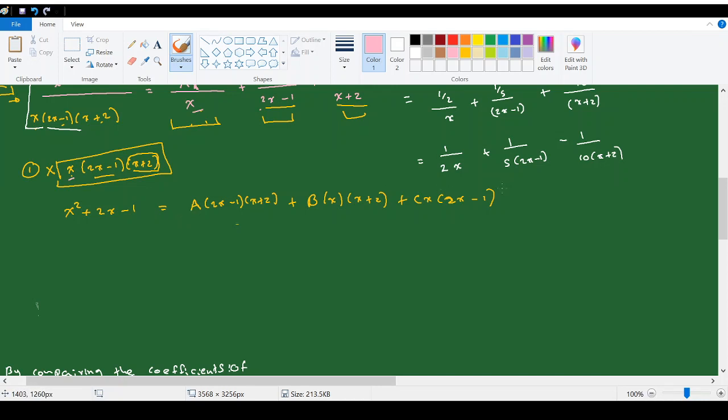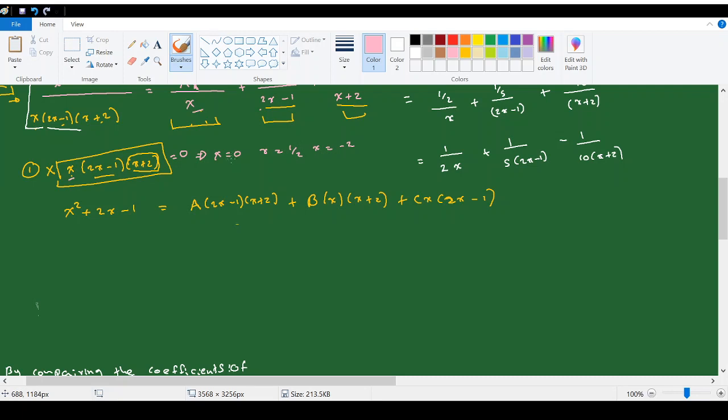Okay, and the second method will be, for this multiplication we substitute certain values for x, right? Now what I mean by certain values is we substitute the roots of this factorization, or in other words the roots of the denominator. How do we find the roots of the denominator? We just equate this one to 0 and compute the required x values. So in this case the x values will be x equals 0, x equals half and x equals negative 2.